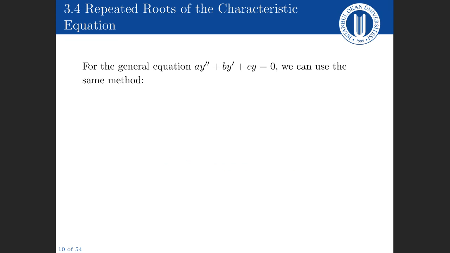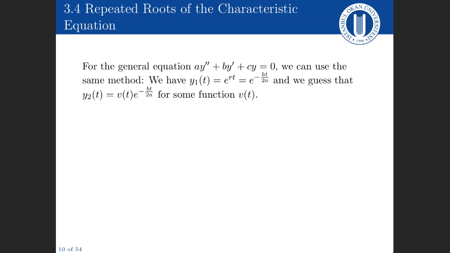That was one equation. We could do the same thing for the general equation. Suppose we want to find the general solution of ay'' + by' + cy = 0. We know one solution, we talked about this earlier. One solution is e^(-bt/2a). So we make a guess. We guess that the second solution is some unknown function v(t) multiplied by e^(-bt/2a).